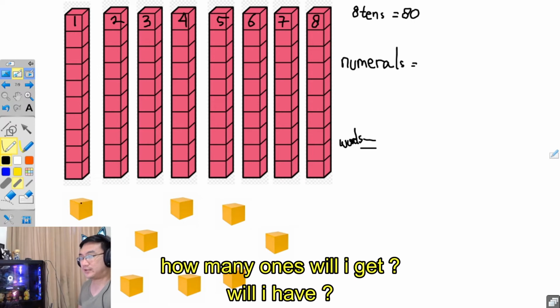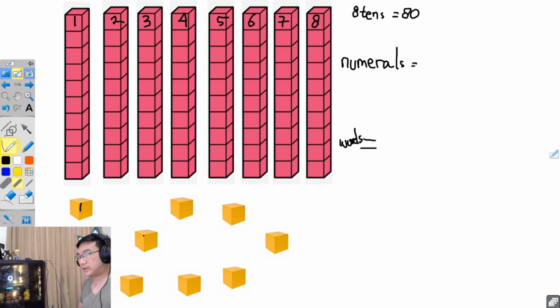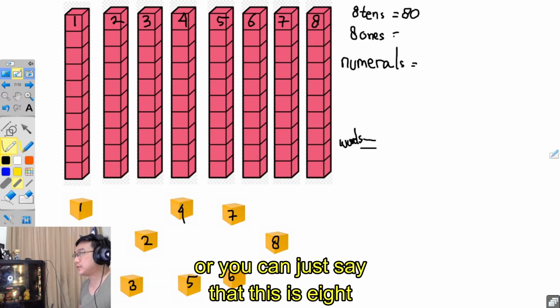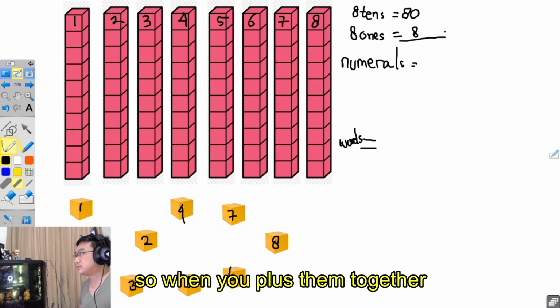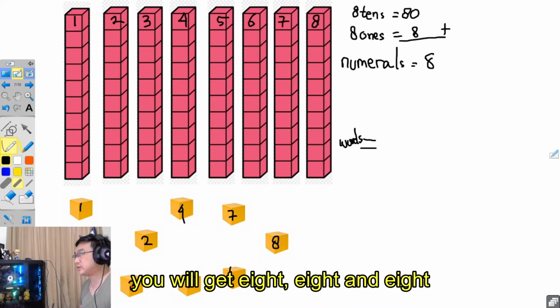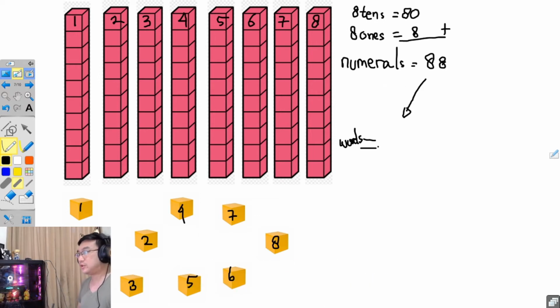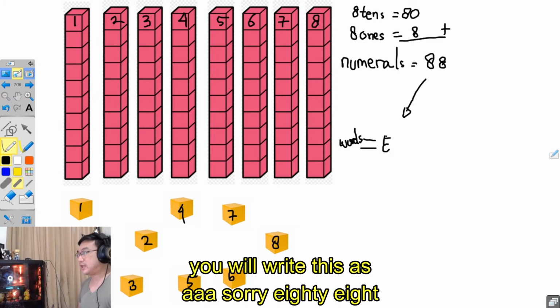How many ones will I have? 1, 2, 3, 4, 5, 6, 7, and 8. So in this part, I got 8 ones. Or you can just say that this is 8. So when you add them together, you will get 88. How can you read this in words? As usual, you will write this as 80.